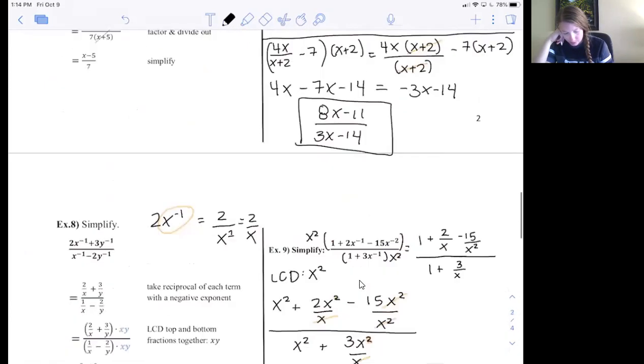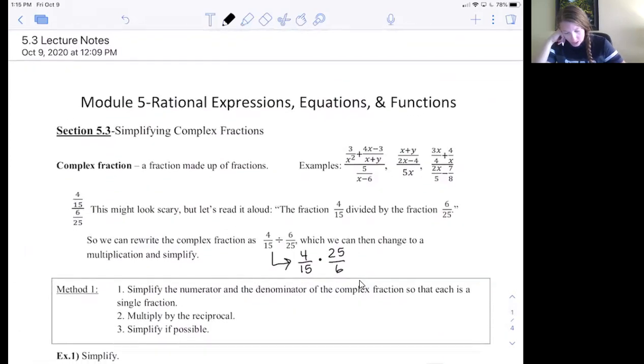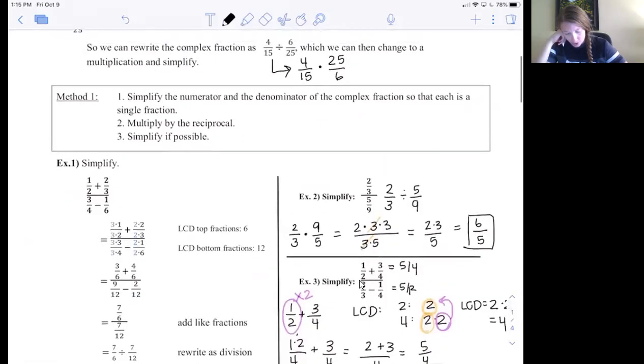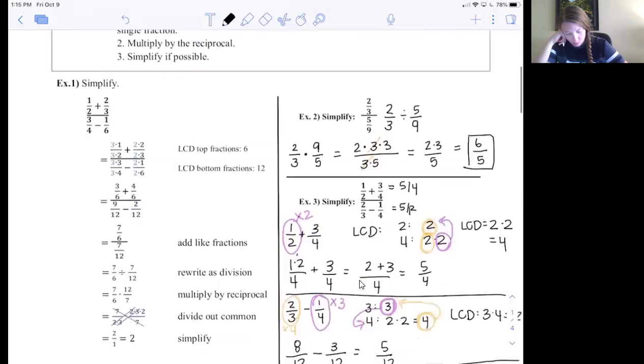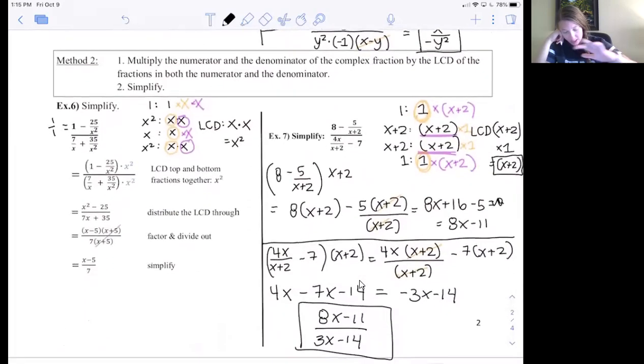And that's it for 5.3. So you have two options where you can just look at the top and simplify that, and then look at the bottom and simplify that, or you can find the LCD and multiply everything by the LCD. Both are correct, will give you the same answer. I think there's just two different ways to solve these, so they're just giving you two different options. But it doesn't matter. If you prefer one or the other, then great. So yeah.